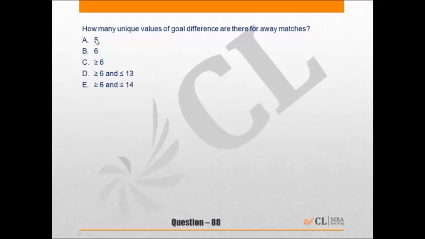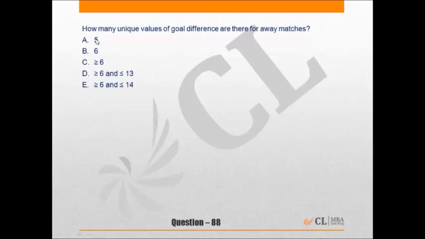it is asking how many unique values of goal difference are there for away matches. One thing should be noted here, we don't have any data for away matches of two teams that fall in the top 13 teams, and these teams are WZ and SU. So it is not possible for us to determine this question if these two teams are also included.